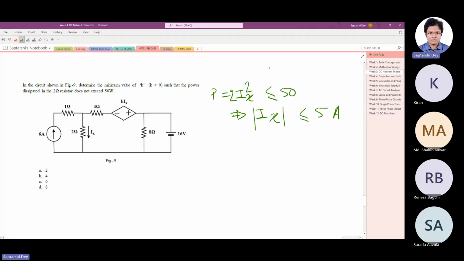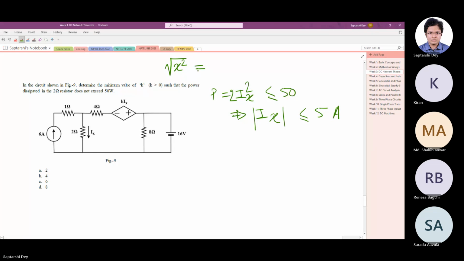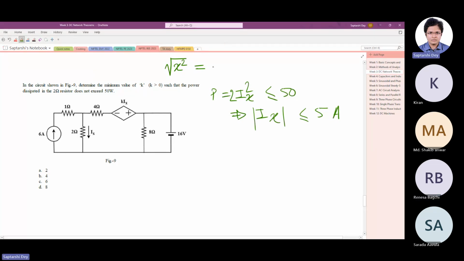Can you tell me, just outside electrical engineering, what is this? Mod X. So similarly, we had Ix squared less or equals 25. So square root, mod Ix is less or equals 5.